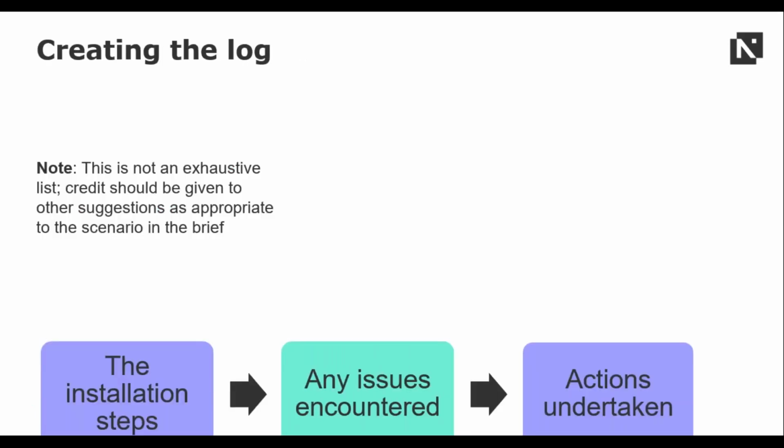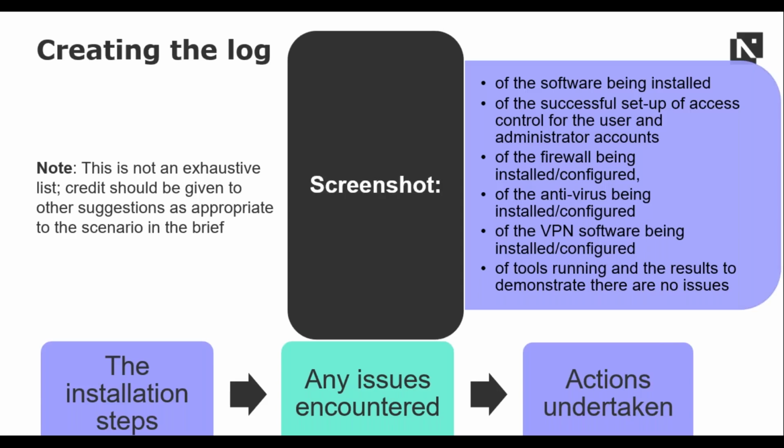Now, the evidence for a successful setup for Task 2 should be a log that details the installation steps, any issues encountered, and actions undertaken. Students need to read the scenario and task instructions so they can include all the required evidence in a structured way. The log should also include screenshots, for example, screenshots of the software being installed, the OS installation, a configuration screen to demonstrate system configuration, and the import appliance progress bar to show the installation in progress.